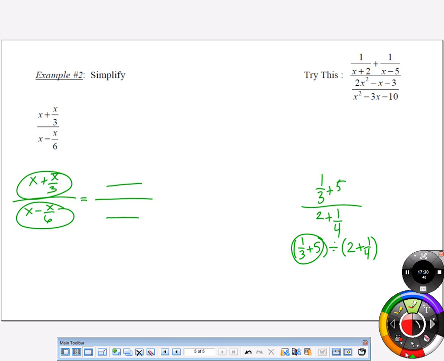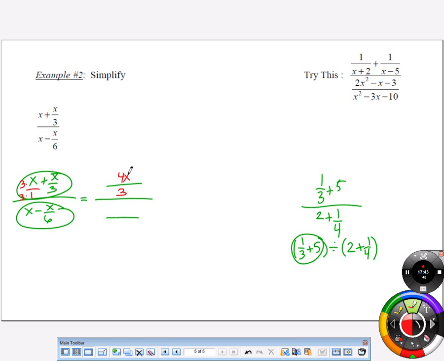So for this first addition problem, remember, if it doesn't have a denominator, it's over 1. So what's the common denominator between these two fractions in the numerator? 3. So this one needs to be multiplied by 3, and so does this one. Okay. So then I have a denominator of 3. And in the numerator, I'm going to have 3x plus x, which will be 4x.